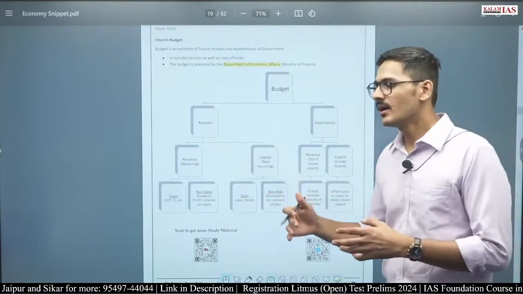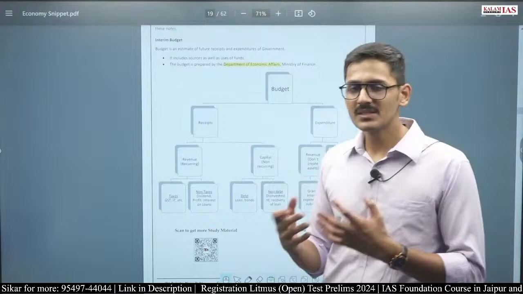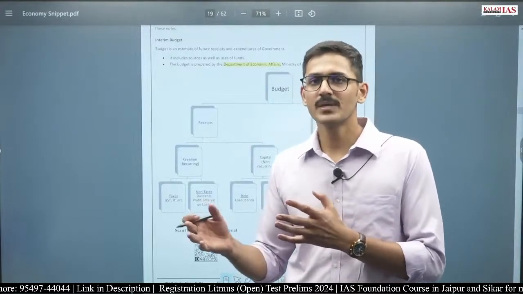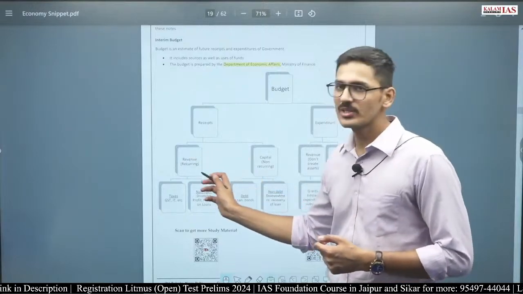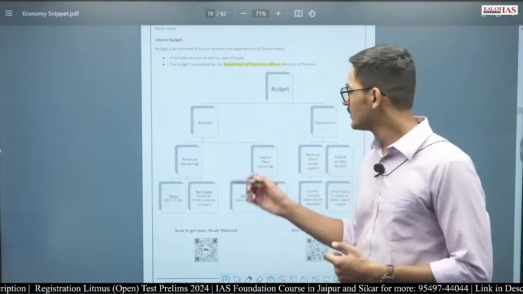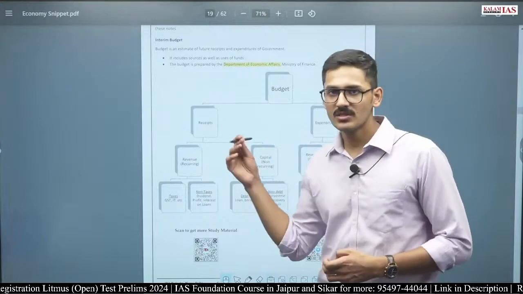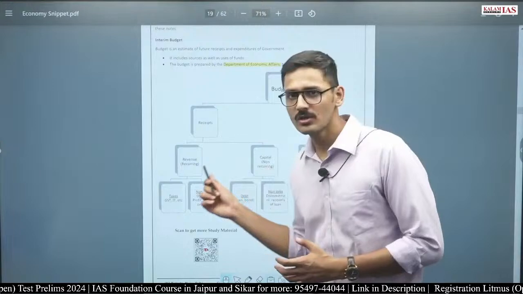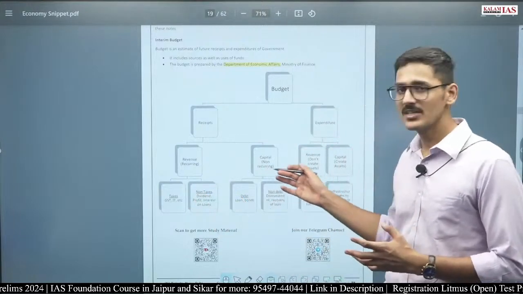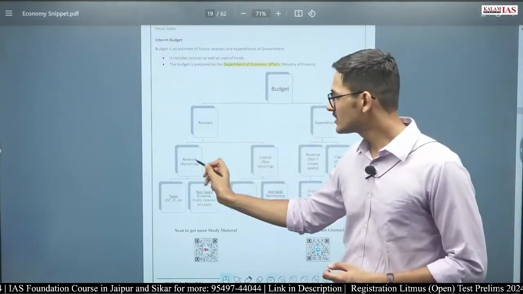For example, if you earn money monthly, if you rent your property or you earn money by salary, then we will call it revenue receipts. And if you sell your property, then we will call it capital receipts, because it affects the assets and liabilities of your financial balance sheet. So the revenue receipts are recurring in nature.